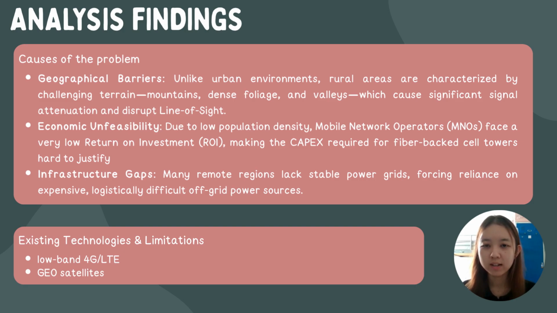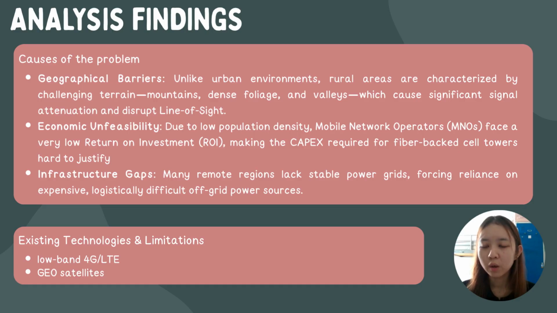My name is Chin Jingwen, and I will be presenting analysis findings. We need to understand why connectivity remains a challenge in rural areas despite our advancements in cellular technology. First, the causes. As we analyze, rural deployment faces a triple constraint, which are geographical barriers, economic unfeasibility, and infrastructure gaps. Unlike urban environments, rural areas are characterized by challenging terrain, mountains, dense foliage, and valleys, which cause significant signal attenuation and disrupt line of sight.